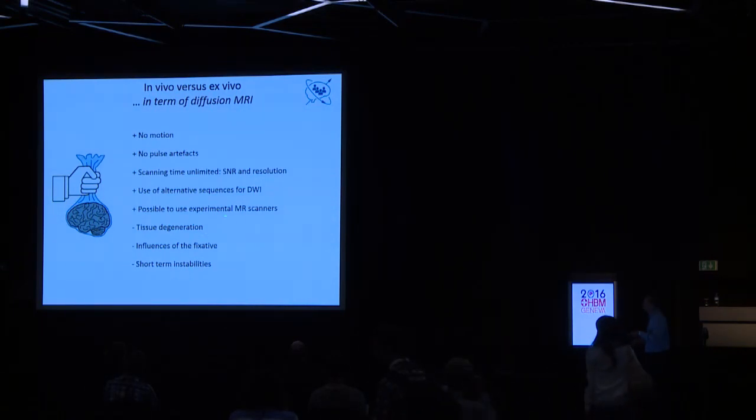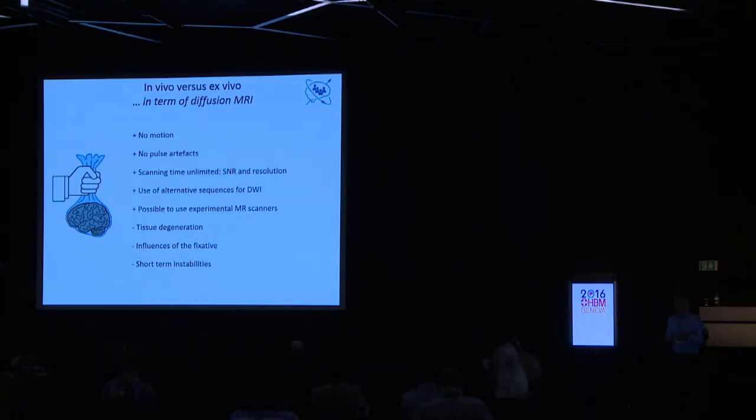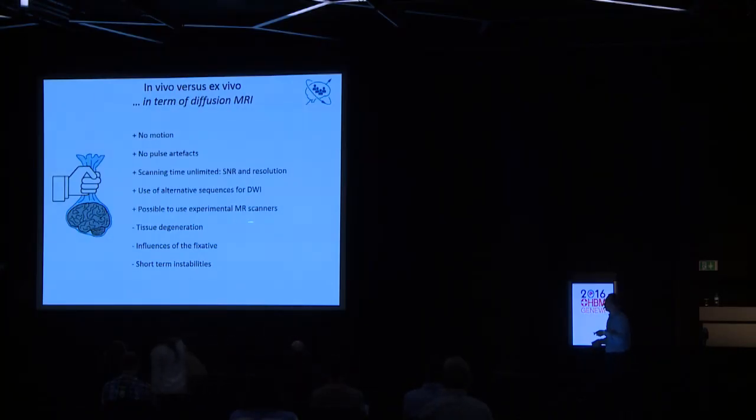And also another thing is that we can use much more powerful MR scanners. Here what we are thinking about is especially the hardware, the gradient strengths, that we can use in these scanners that are not really available today in clinical settings. We have, of course, some challenges. One of these is tissue degeneration. We have influences of the fixative. The fixative is used to keep the tissue stable after death. And also we have a terminology here that I will introduce later on, and that is about short-term instabilities. It's an effect that arises when we handle the tissue and then start scanning. Then we can introduce these short-term instabilities in our data set, and we do not want to have that.